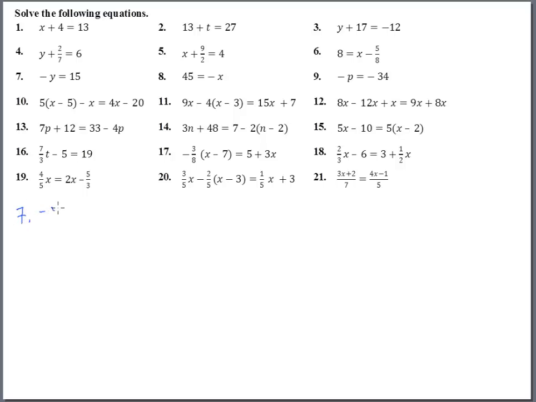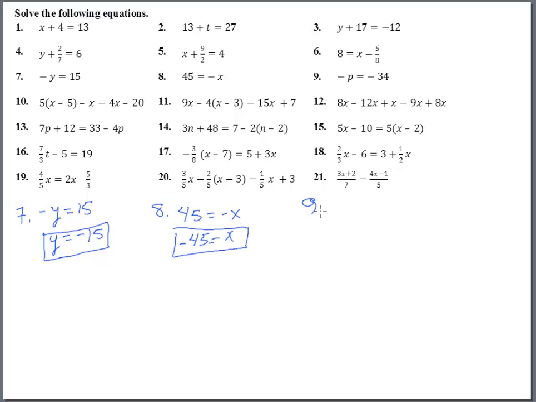Number 7, negative y equals 15. Multiply both sides by negative 1, and we get y, positive y, is negative 15. Number 8, 45 equals negative x. Multiply both sides by negative 1, and we get x equals negative 45. Number 9, negative p equals negative 34. Multiply both sides by negative 1, we get p equals 34.